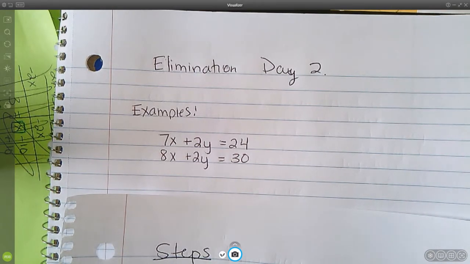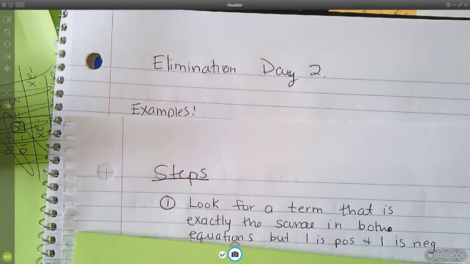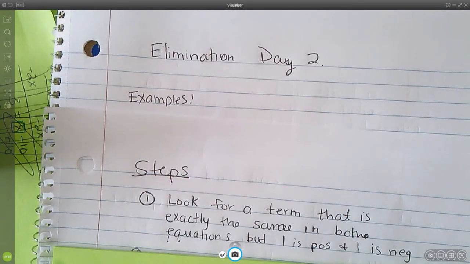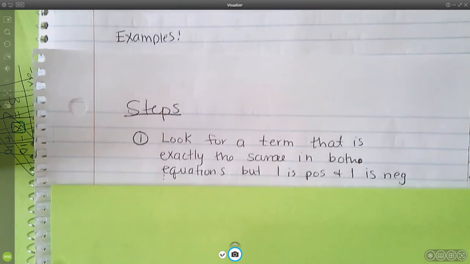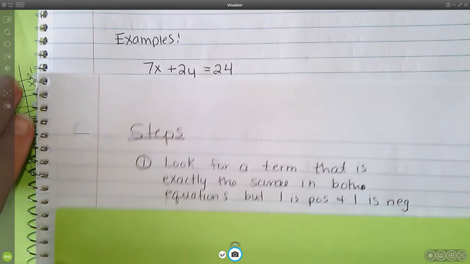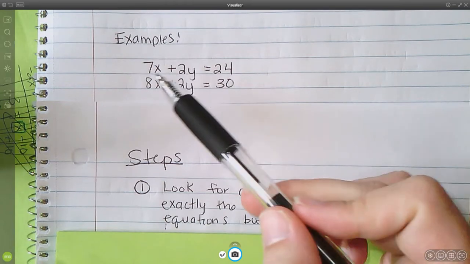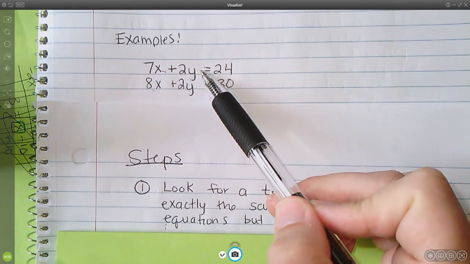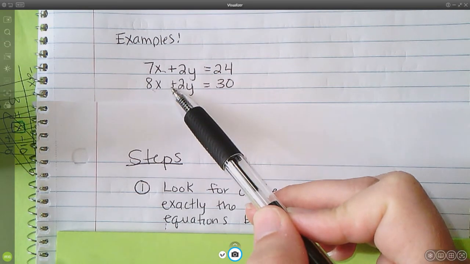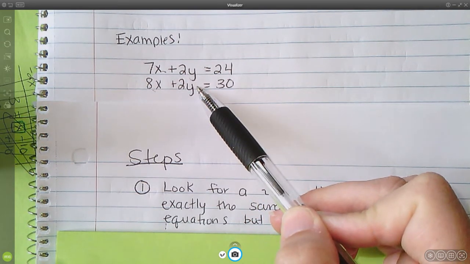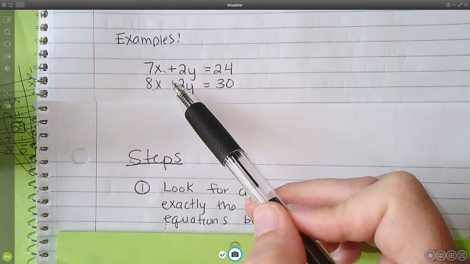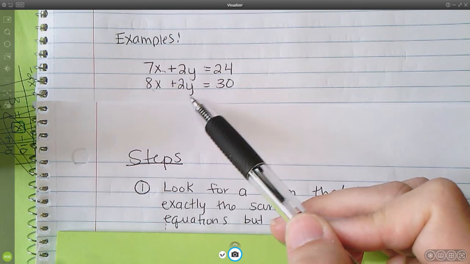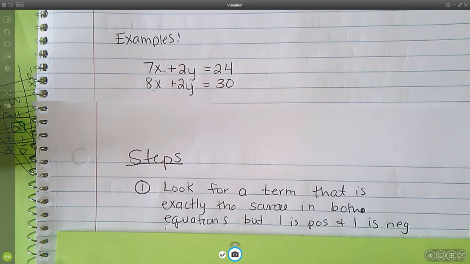All right, so step 1, we said look for a term that is exactly the same in both equations, but one's positive and one's negative. So we have a 7 and 8. Those are not the same. We have a 2y and 2y, so that's good. But the signs are the same. So if we were to add these together, we wouldn't have anything that cancels out.